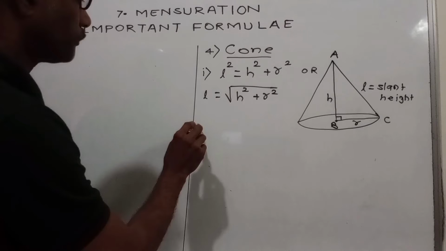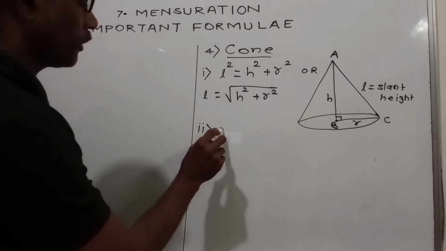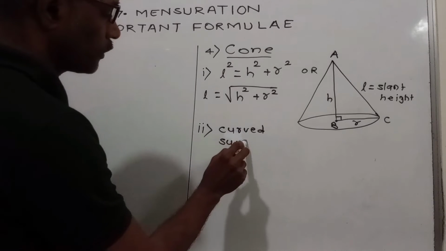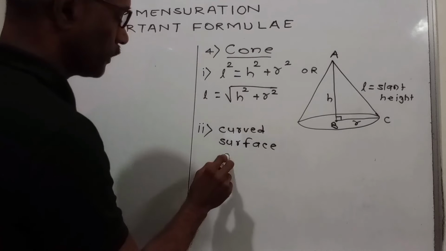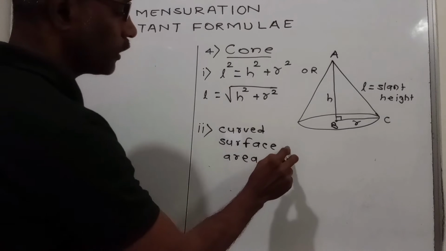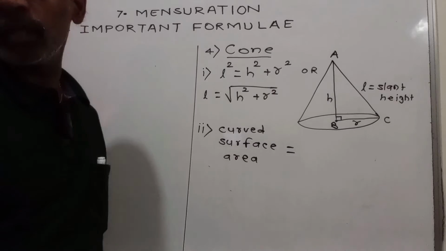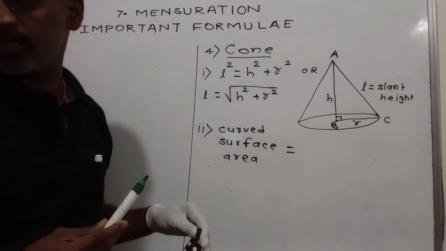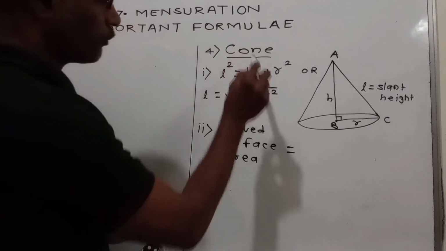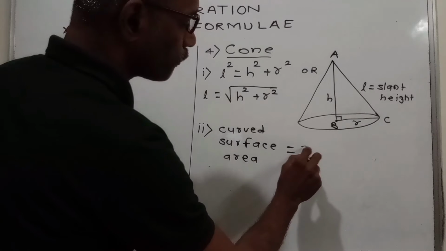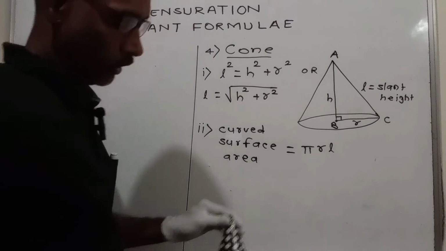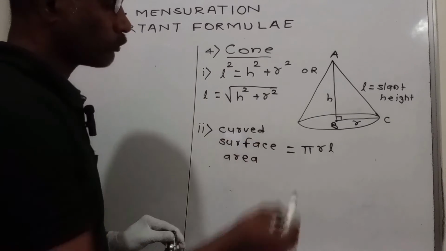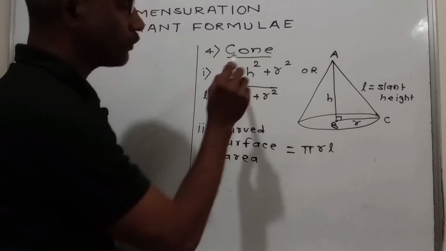Then second, curved surface area of cone. Curved surface area means this. This is what we say curved surface area. Curved surface area of cone, that is pi r l. L, this is l. Pi r l. This is curved surface area of cone.